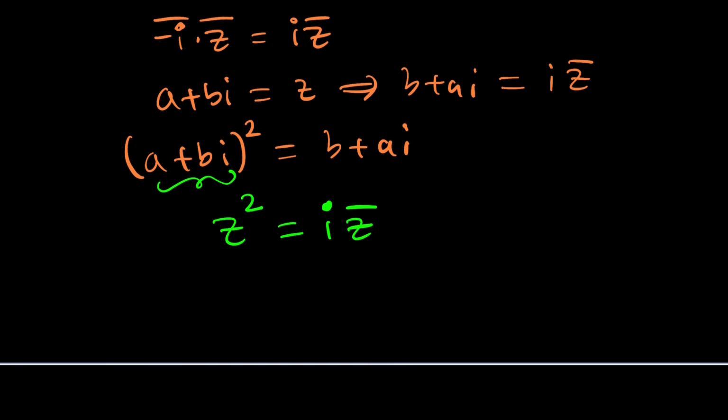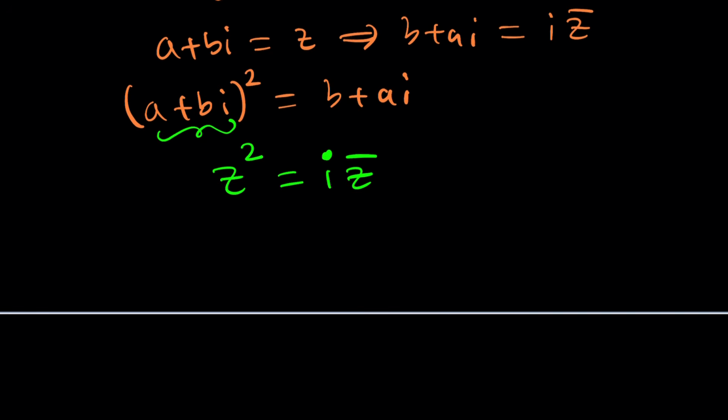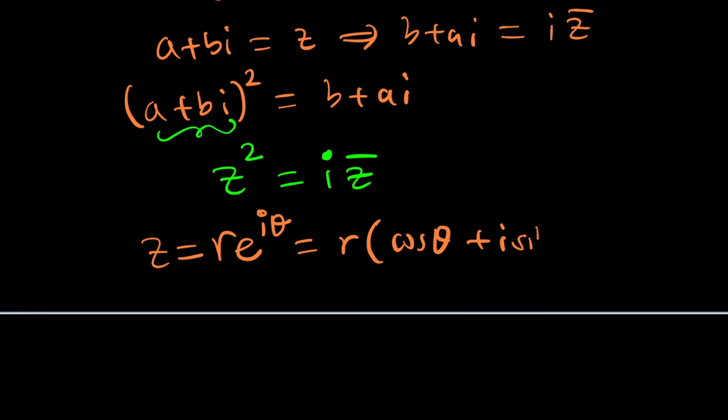Now, how do you solve an equation like this? That's a good question, right? And the best way to approach it, in my opinion, is to replace z with its polar form. Thanks to Euler, we have r e to the i theta for a complex number, which is, by the way, equivalent to r times (cosine theta plus i sine theta), because thanks to Euler, we have the most beautiful equation, which gives us e to the i theta equals cosine theta plus i sine theta.